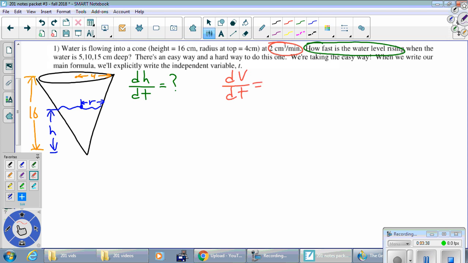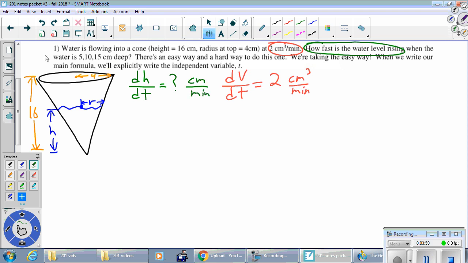The rate at which the volume of water in the cup is changing as time passes is 2, and then I don't normally put units, but we'll put them here. 2 cubic centimeters per minute. And just while thinking about units, let's get the dh/dt units up here. Remember, it's h units over t units here. So that's going to be centimeters per minute.